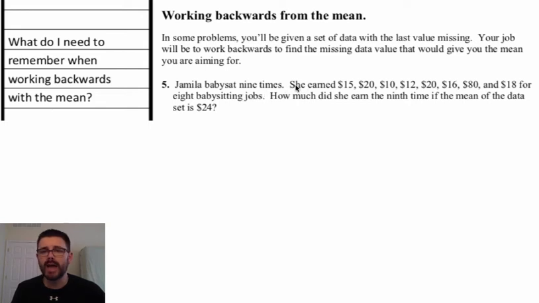Jamila babysat 9 times. She earned $15, $20, $10, $12, $20, $16, $80, and $18 for the 8 babysitting jobs. So that's how much she earned 8 of the times, but she babysat a total of 9 times, meaning I'm missing one. We want to know how much she earned the 9th time if the mean is 24, meaning she made $24 on average. We want to know what that last job was to make sure we hit exactly 24.